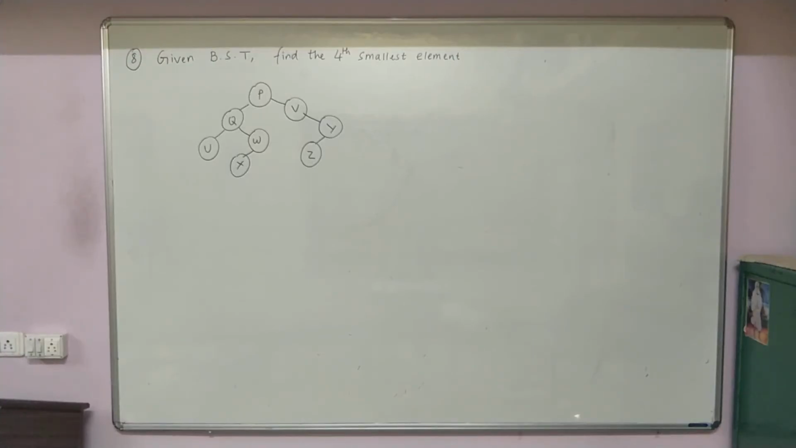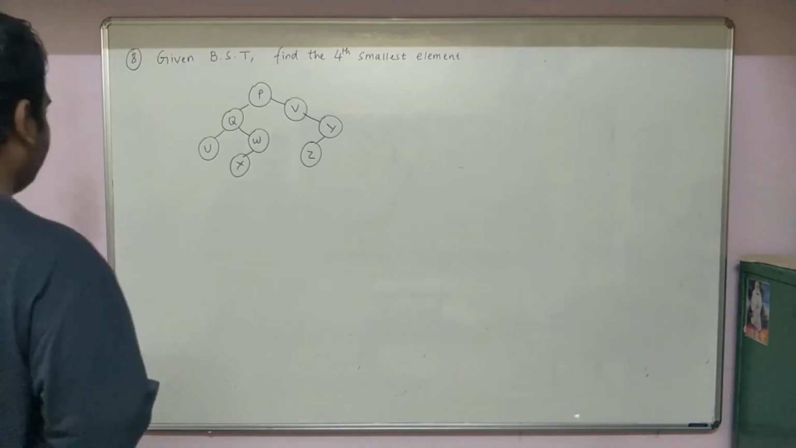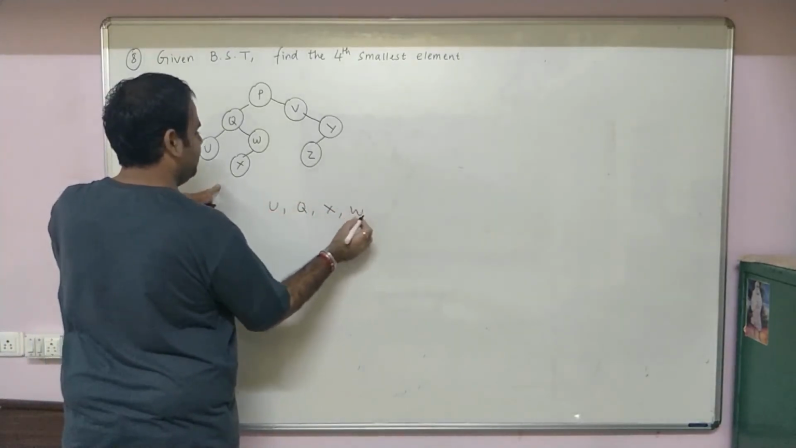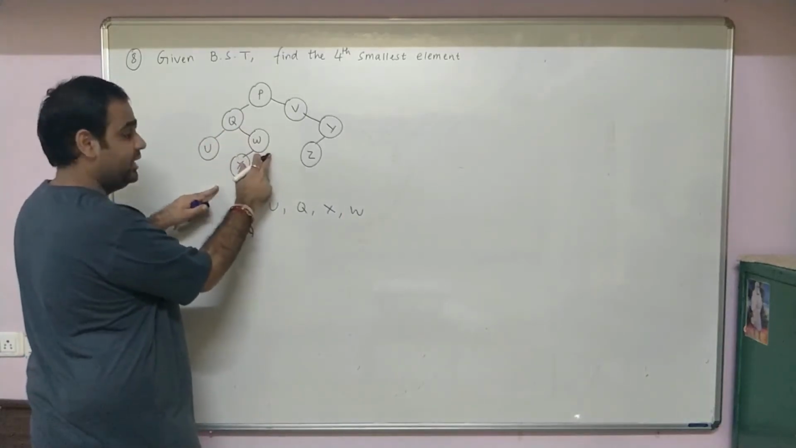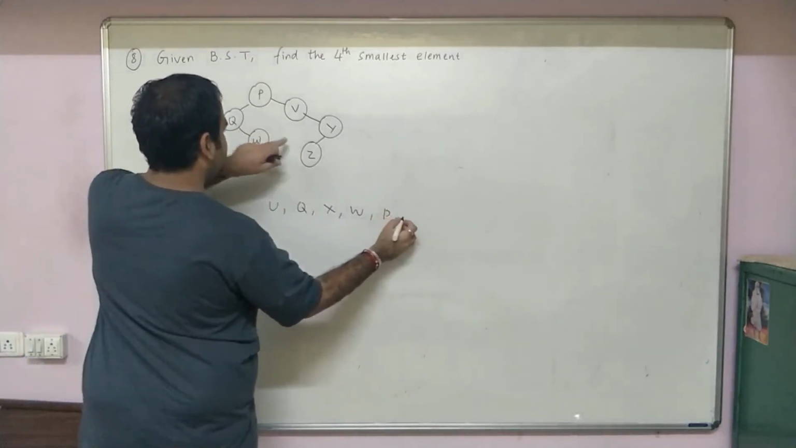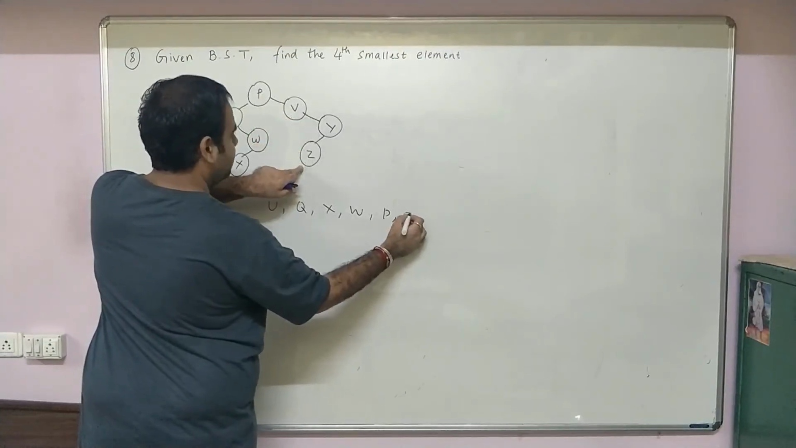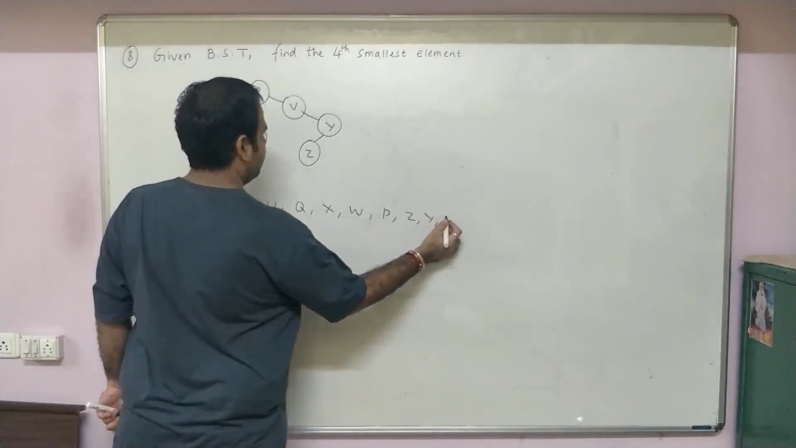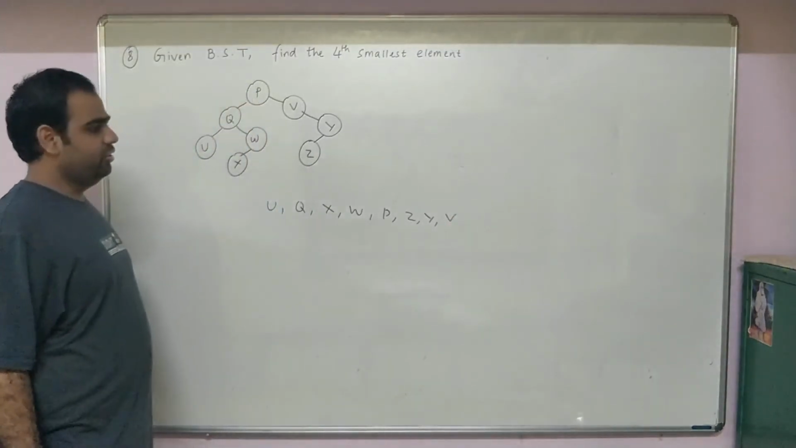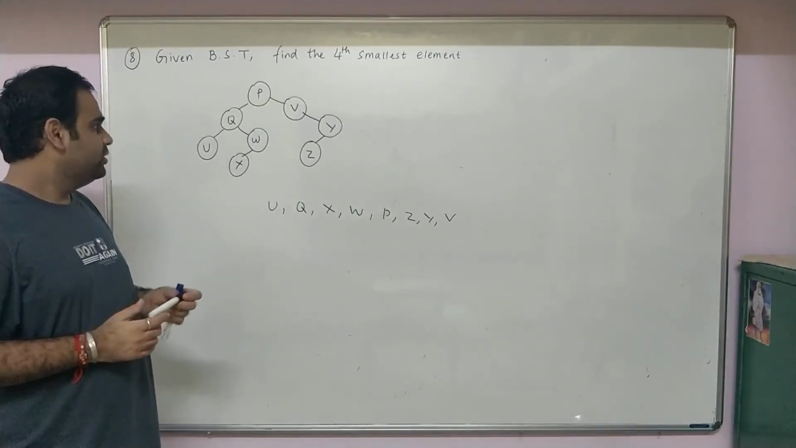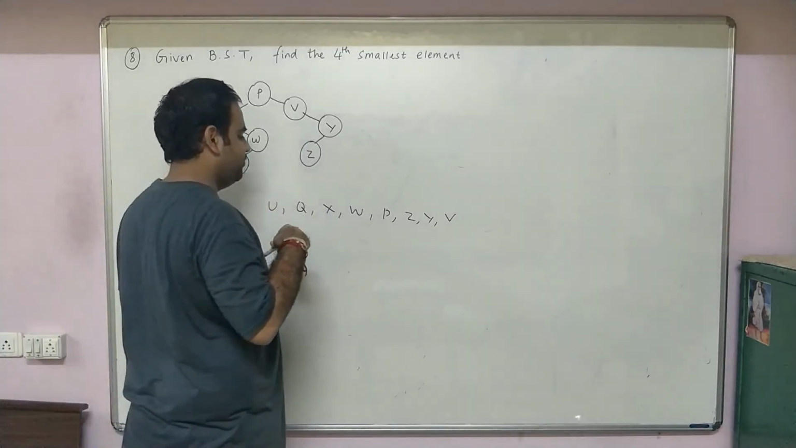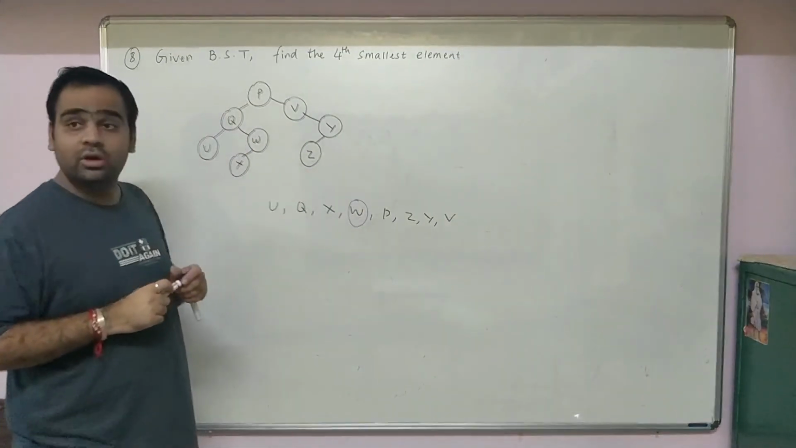Now what is the ascending order of this binary search tree? Yeah, please pause the video and do it. Now what is the answer? It is U, Q, X, W, then you have P, Z, Y, and V. This is what you have. This is the in-order traversal of the tree. And what is the fourth minimum, first minimum, second minimum, third minimum, and the fourth minimum is W. Therefore, W is the answer.